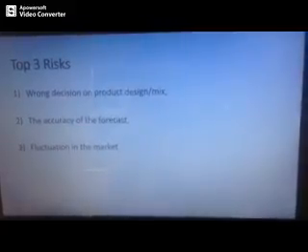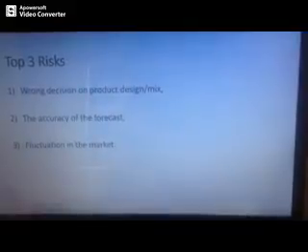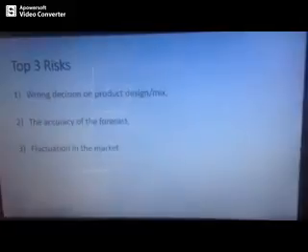Top 3 risks. There were 3 main risks in our operations: wrong decision on product mix, the accuracy of the forecast and the fluctuation in the market. Since the product mix is at the upstream of the supply chain, it could mess up our entire business at the very beginning if we made a mistake.